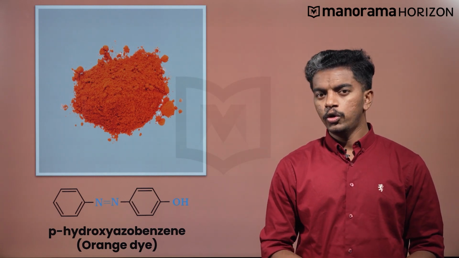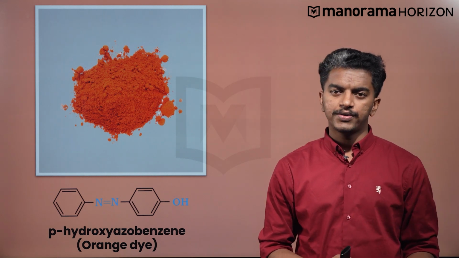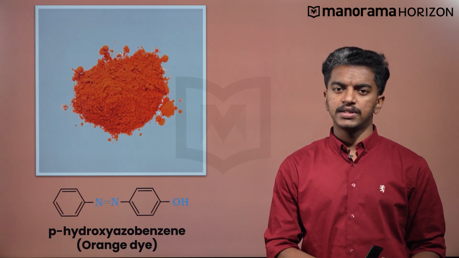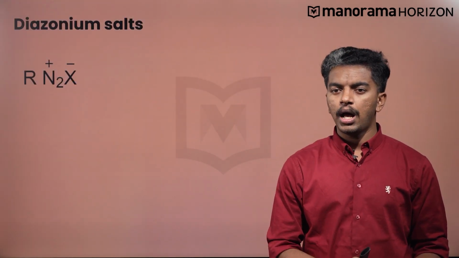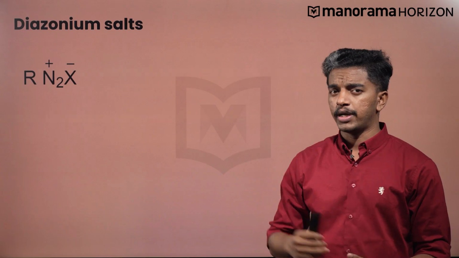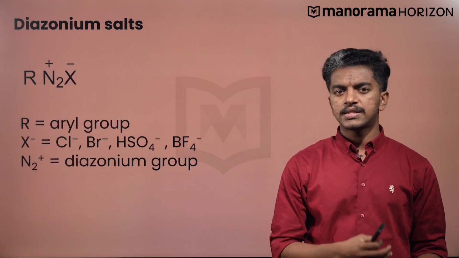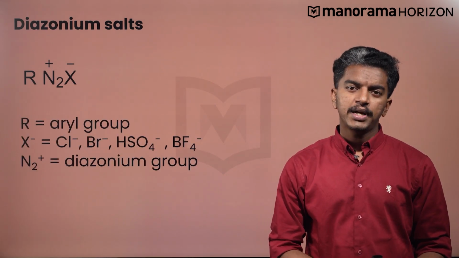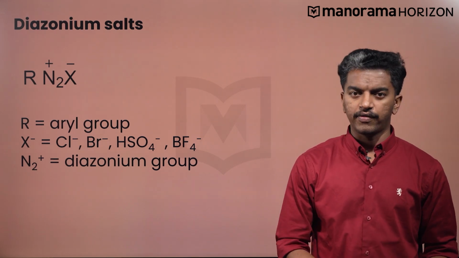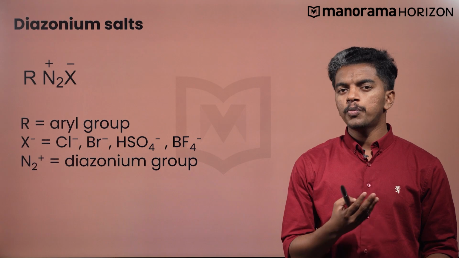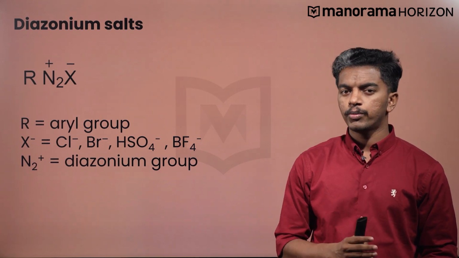In this video, you will get introduced to diazonium salts, which are used as precursors for the synthesis of azo dyes. Diazonium salts have the general formula RN2+X-. Here, R stands for an aryl group and X- ion may be anions like chloride, bromide, hydrogen sulfide, etc. The N2+ group is called the diazonium group.